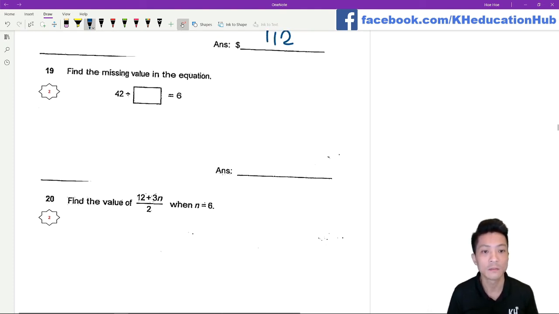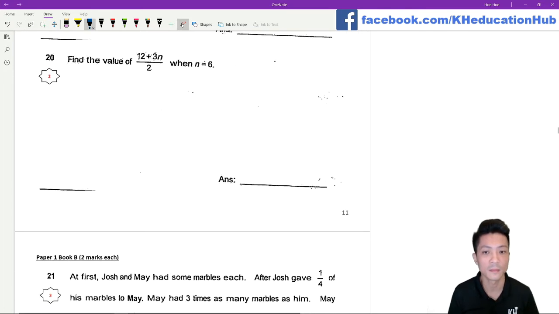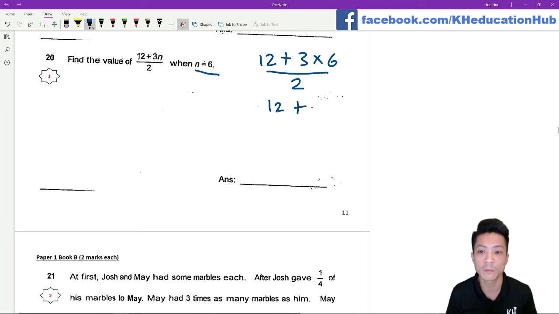Question 19. Find the missing value in the equation. So 42 divided by something will give you a 6. In this case, you're gonna ask yourself, what multiplied by 6 will give you back the 42? The answer is a 7. Question 20. Find the value of 12 plus 3n/2, given that the value of n is 6. We're gonna replace the n with a 6. This is gonna give me 12 plus 18/2, which is gonna give me 30/2. 30/2 is a 15.